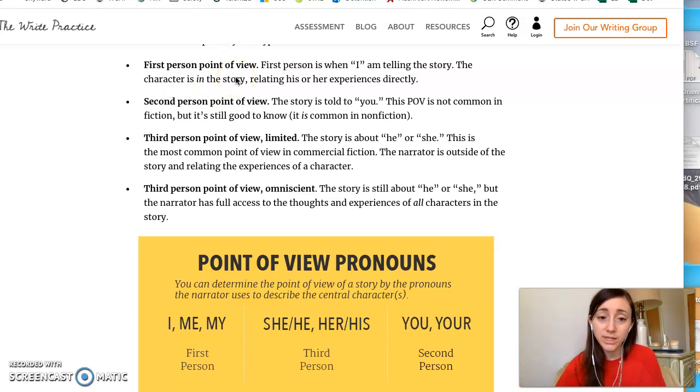Whereas other stories that we have read, so Of Mice and Men, for instance, are told from different points of view, because we don't have it told from Lennie's perspective or George's perspective, etc. So let's look at the others. The second person point of view is told to you. This is not a common point of view used in fiction, but again, it's still good to know.